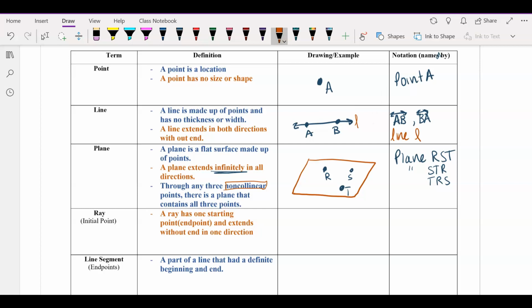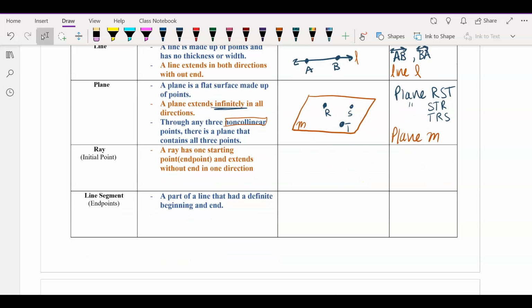Another way to do it is just like with the line. If you have a cursive lowercase letter, you can write plane. Whoa, that is not a good M. A plane with the cursive M. Alrighty, and then we have a ray.